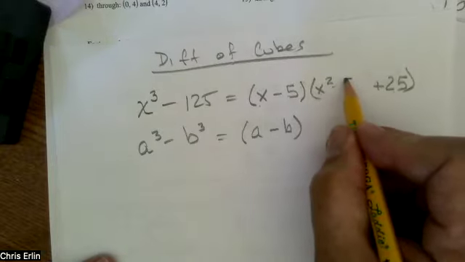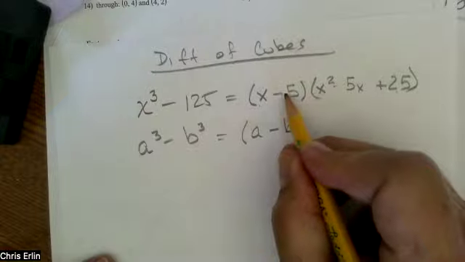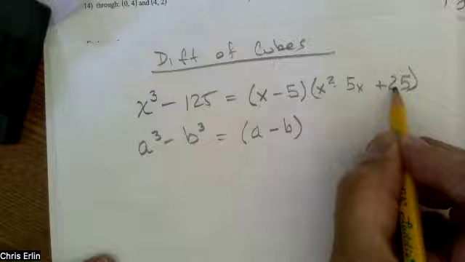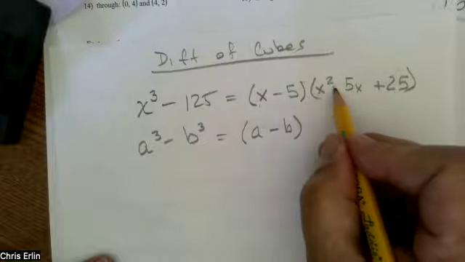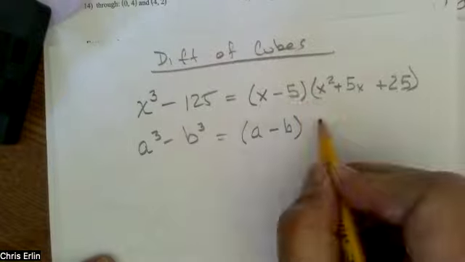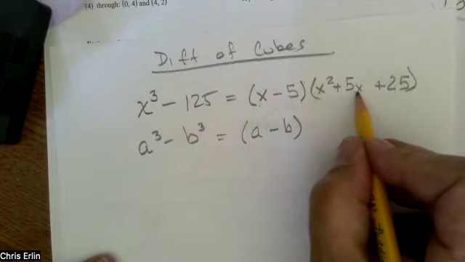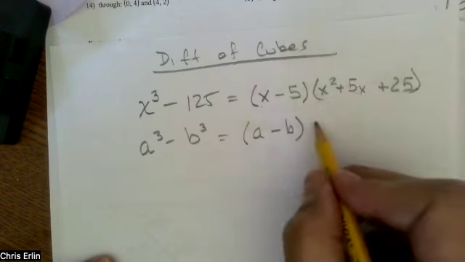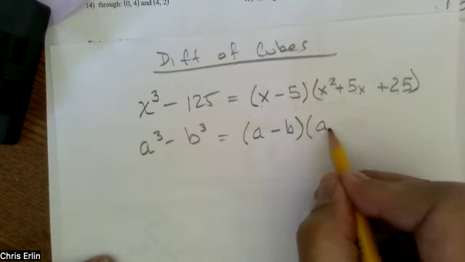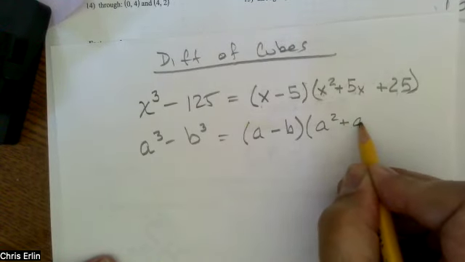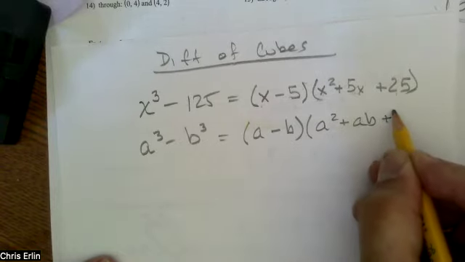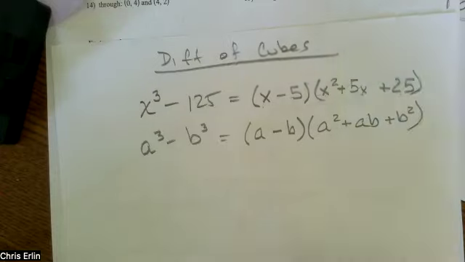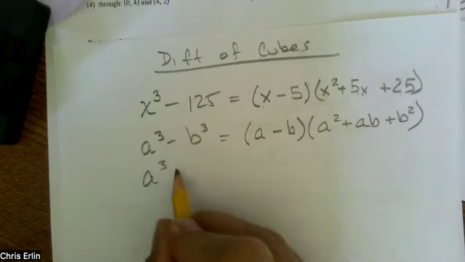If I were to put a 5x here, now when I multiply -5 times 5x, I get -25x. That's going to offset. And if I do x times 5x, I'm going to get a positive 5x squared, which is going to offset our -5x squared. So this is the formula for difference of cubes. We have a similar formula for the sum of cubes.